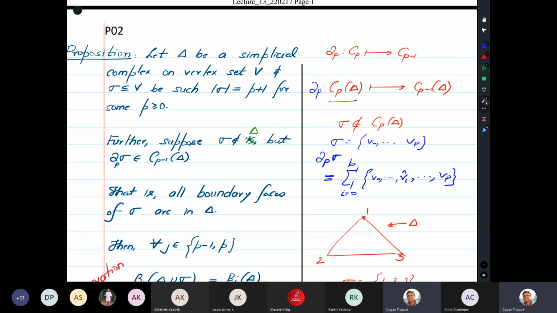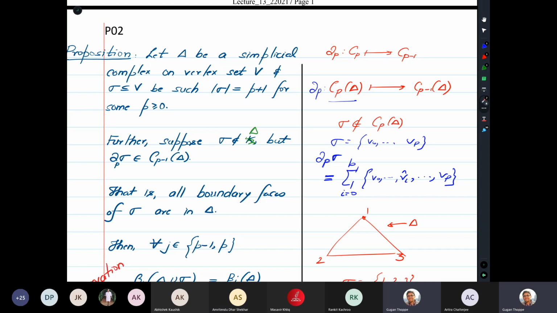Yes, Amritandu, go ahead. Sir, sigma has to be a simplex, or can it be a simplicial complex also? So sigma is a subset. So your question is, can sigma be a simplicial complex? Is that your question? Yes. So notice I have said that sigma is a subset of V. It is one subset of V. It's not a collection of subsets of V. Okay. Is this okay? I hope that answers your question.